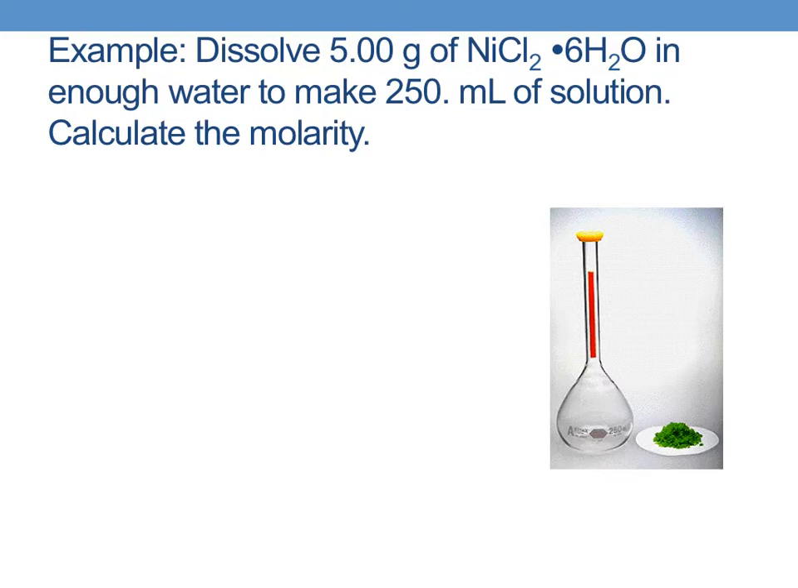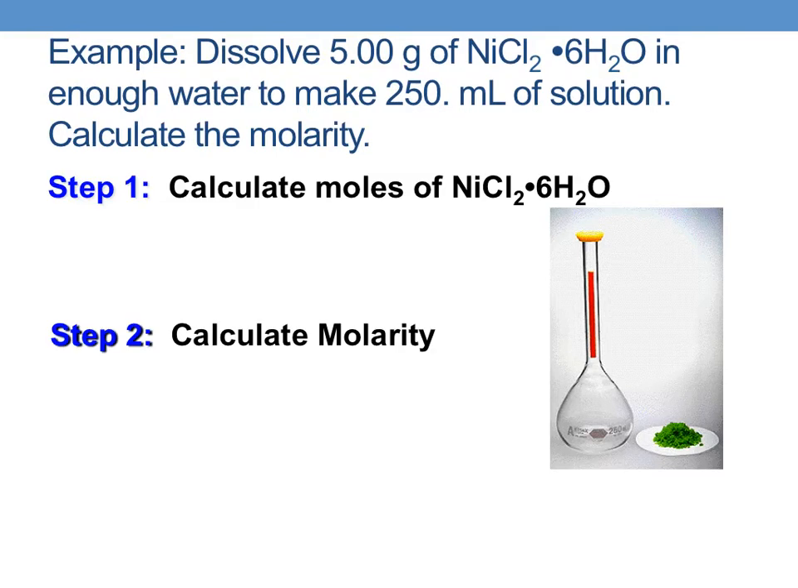So let's see, we're trying to calculate the molarity. We're going to do this in 2 steps. We need to first calculate the moles of nickel chloride in our 5 grams. And once we know how many moles we have and how many liters of solution we have, we can then calculate our molarity.